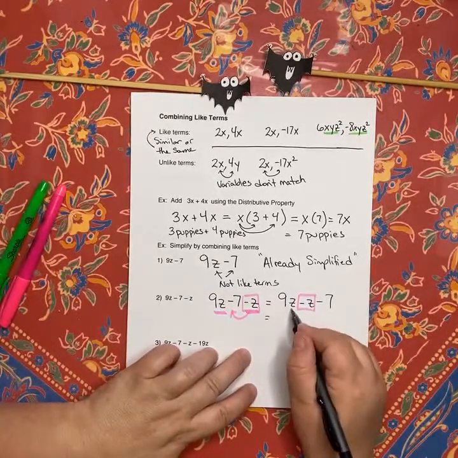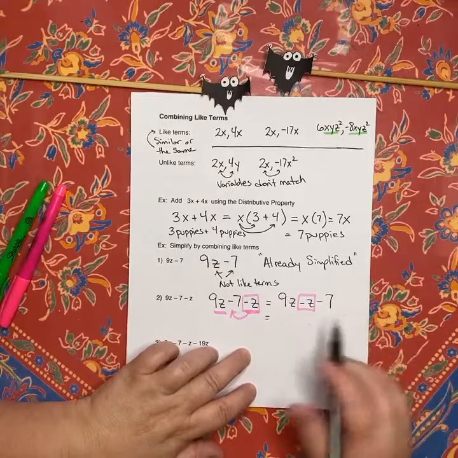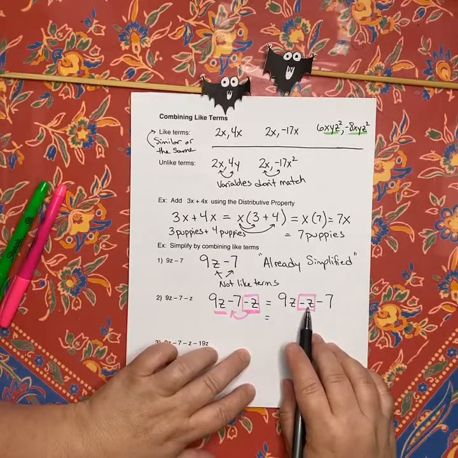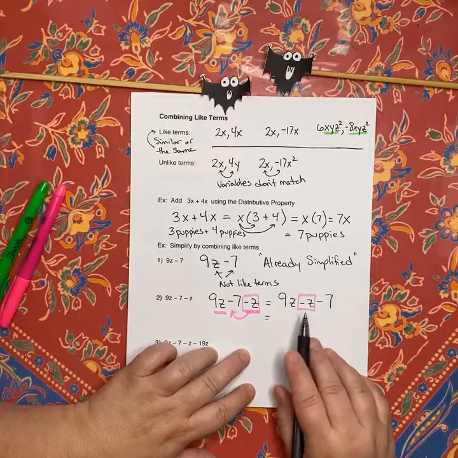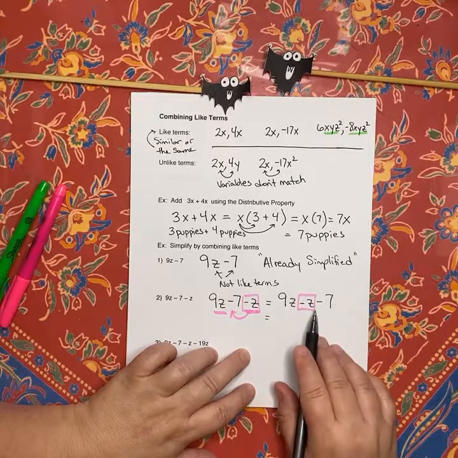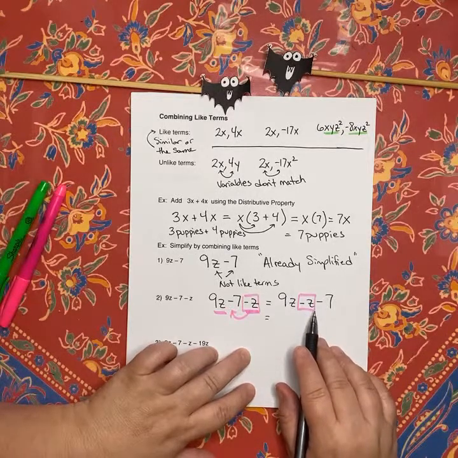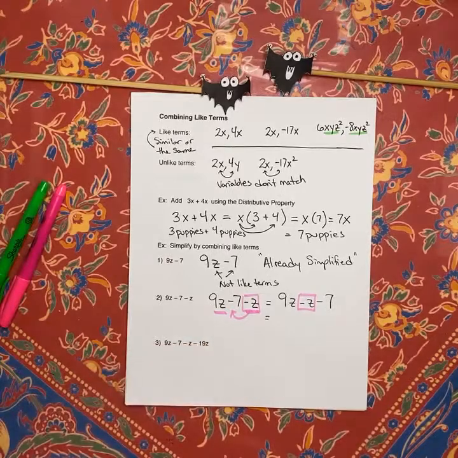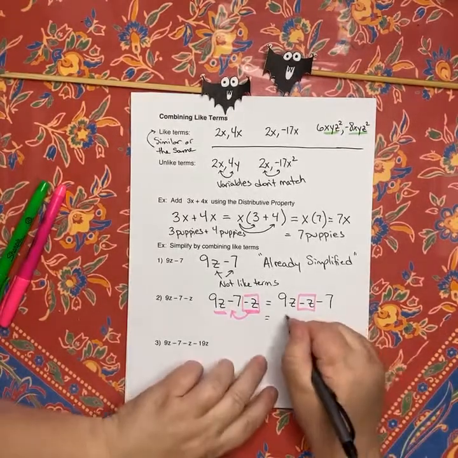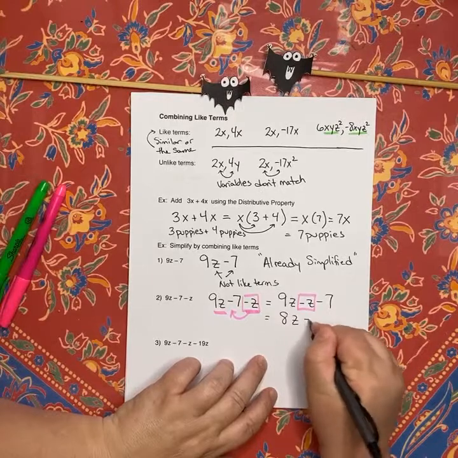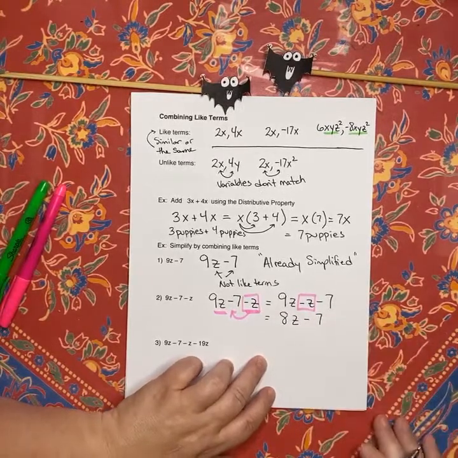Okay, I've got 9 z's. Someone took one of them, a z. 9z minus z. How many z's do I have? So if I had 9 puppies, oh my gosh, how cute would that be? 9 puppies, and one of them went to go live with someone else. How many puppies do I have left? You got it. I've got 8 puppies. The minus 7 just hangs out.